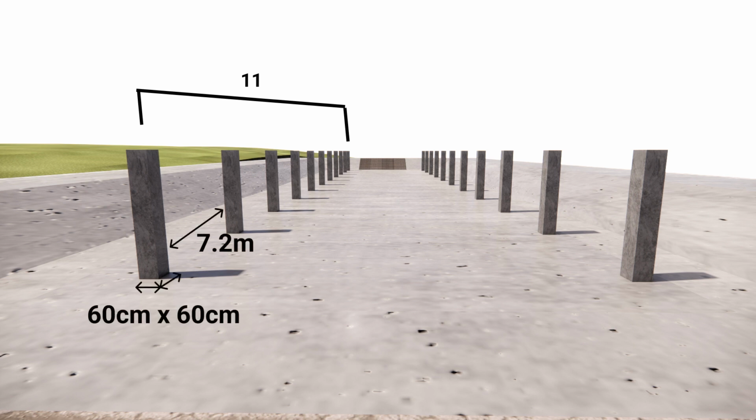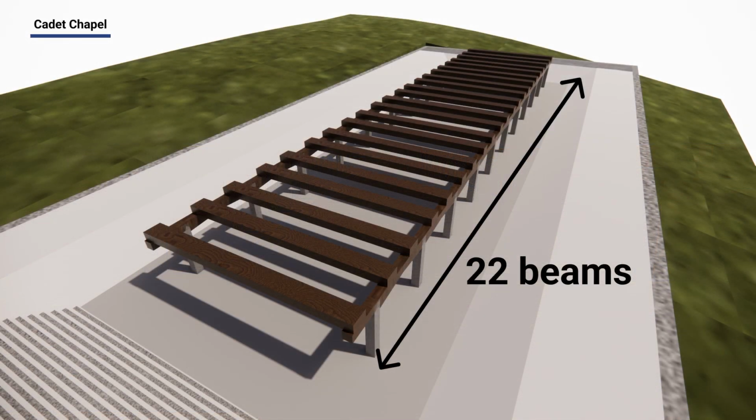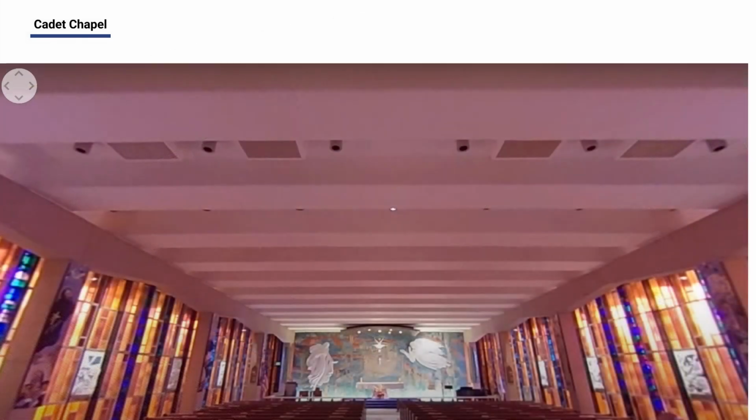Each column is 60 by 60 centimeters in size and spaced 7.2 meters apart. After these columns were constructed, wavy girders were placed on top of them, followed by beams. We installed a total of 22 beams, each measuring 60 by 120 centimeters, on top of the girders. It's really dense, isn't it? And by covering the ceiling on top of it, a ground floor space was created. In the completed building, it would look like this.